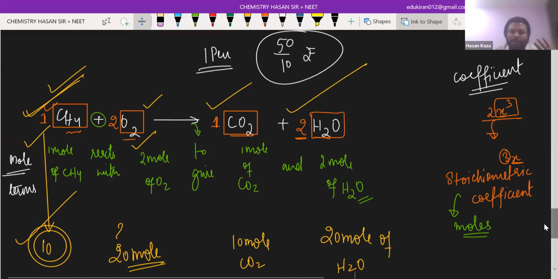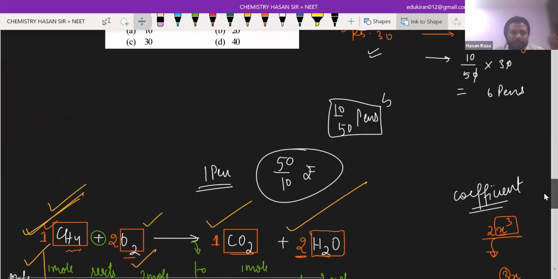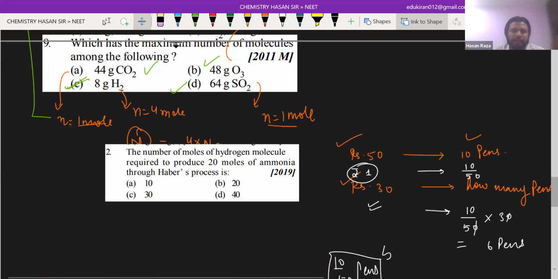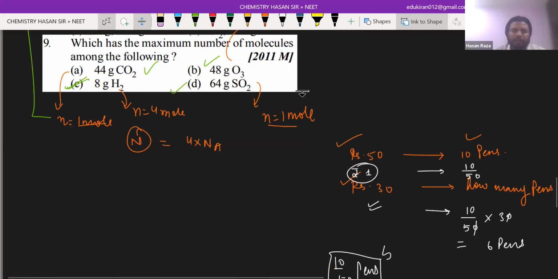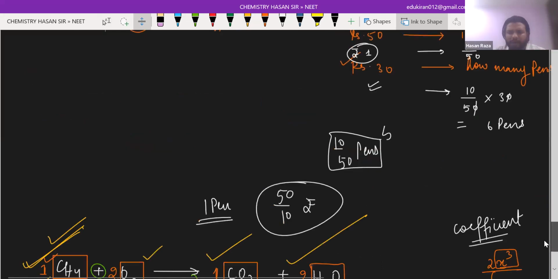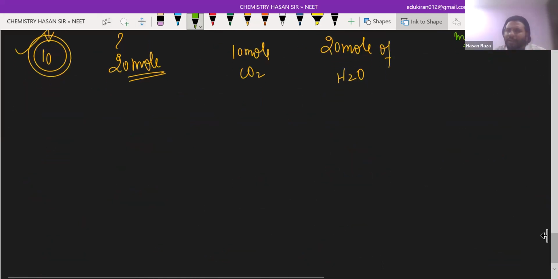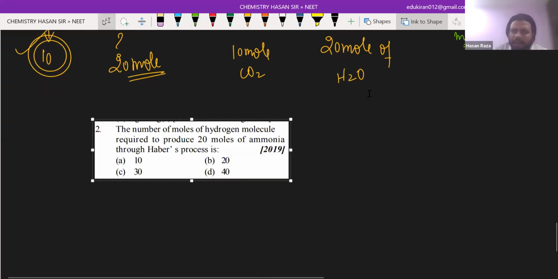Actually, the stoichiometry part is very, very easy. When we study from the starting, you will see the questions are not difficult. They will only play with the language, not more than that. This is the only concept. Now see, I'm going to solve this. First of all, there is no reaction given in the question, so you need to write the reaction.